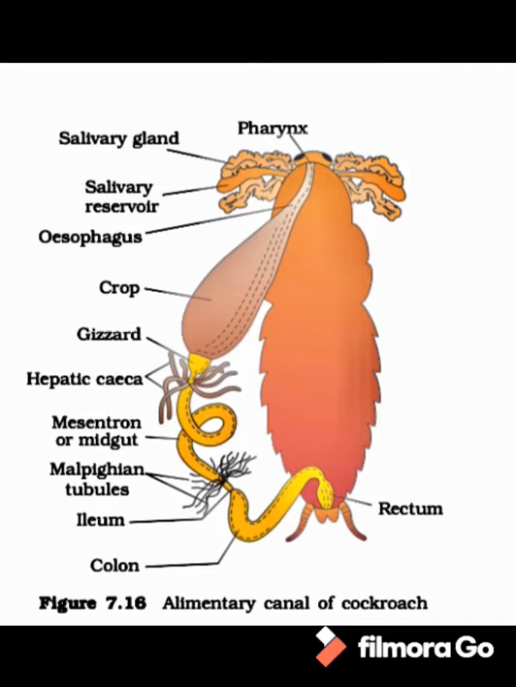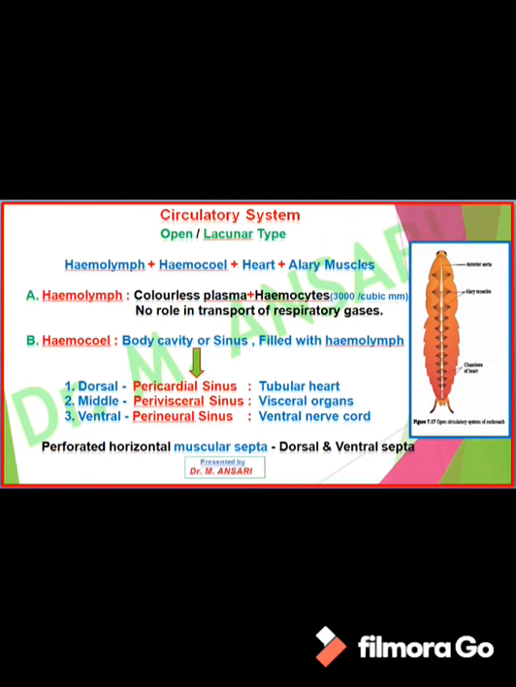Ileum leads into colon, and colon leads into a slightly circular, thick walled structure called rectum, in which undigested food temporarily gets stored before its ejection. And ejection takes place with the help of the opening called anus. The circulatory system of cockroach is open or lacunar type, which consists of hemolymph, hemocoel, heart and alary muscles.